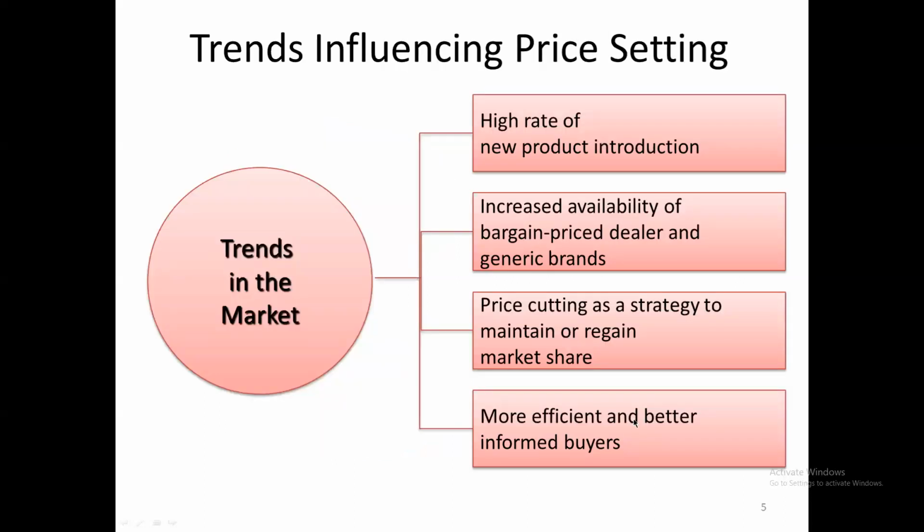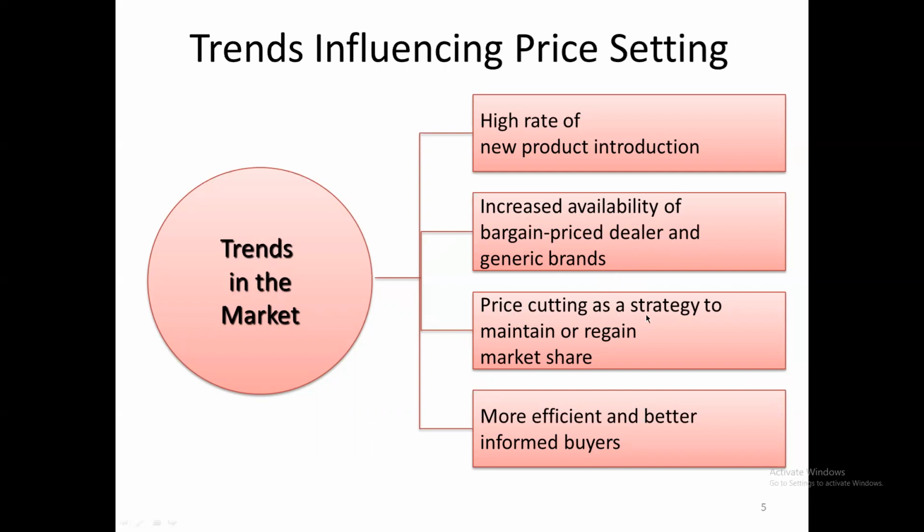There are some trends that influence price setting. The trends that may influence price setting are the high rate of new product introduction. If newer and newer products are being introduced very rapidly, then the price may become lower. Then comes the increased availability of bargain-priced dealer and generic brands. If there are lots of options, then the price may automatically go down.